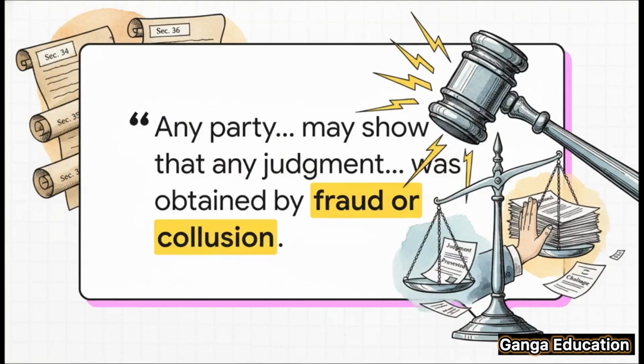So, what does this legal language really mean? Think of it this way. Other sections in the Act make certain judgments relevant, but Section 38 acts like a safety check. It gives any party the power to say, hold on, that judgment shouldn't be considered because it was delivered by a court that wasn't competent or it was obtained by cheating, through fraud or collusion. It ensures justice isn't misled by a tainted judgment.